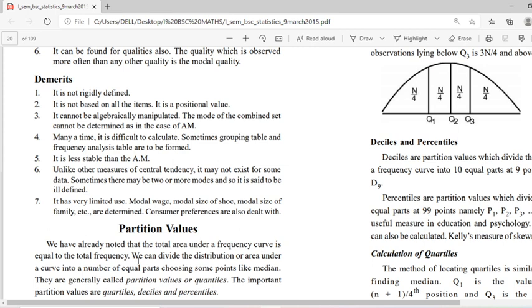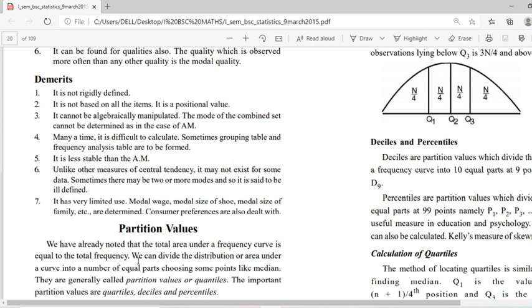Another, many times it is difficult to calculate. Sometimes grouping tables and frequency analysis tables have to be formed. It is less stable than arithmetic mean. Unlike other measures of central tendency, it may not exist for some data. Sometimes there may be two or more modes, and so it is said to be ill-defined. It has very limited use: modal weight, modal size of shoe, modal size of families. So there are several disadvantages or demerits. You can compare these merits and demerits of arithmetic mean, geometric mean, harmonic mean, median, mode, etc.